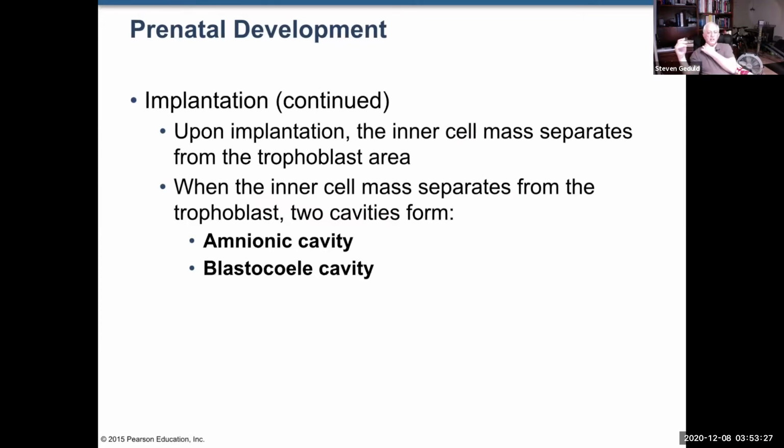Upon implantation, when the egg implants into the side of the uterus, the inner cell mass separates from the trophoblast area. Remember, the trophoblasts are the outside cells that are anchoring into the uterus, and the inner cell mass is going to form the fetus. When the inner cell mass separates, 2 cavities are formed: the amniotic cavity and the blastocele cavity.